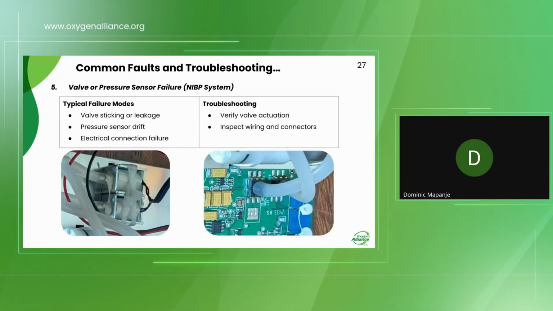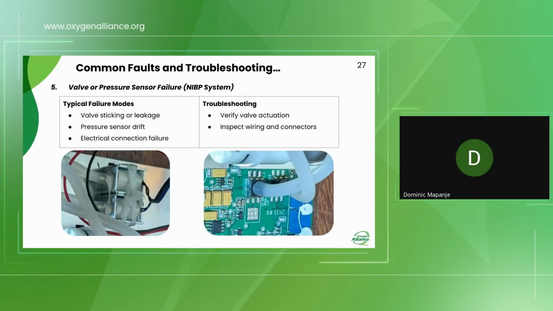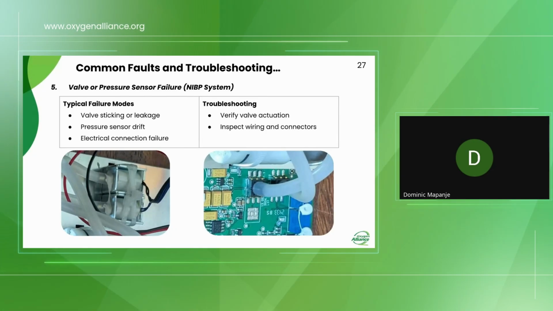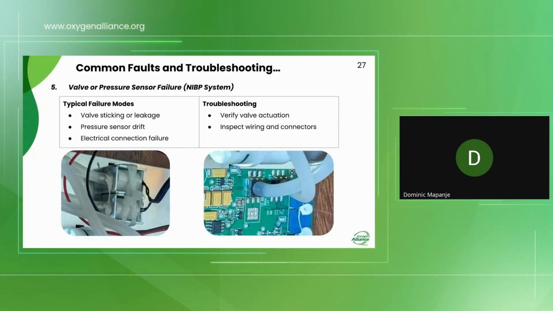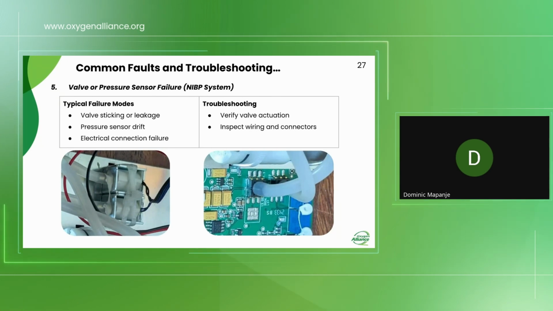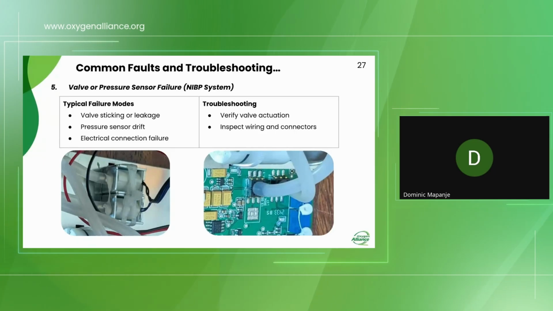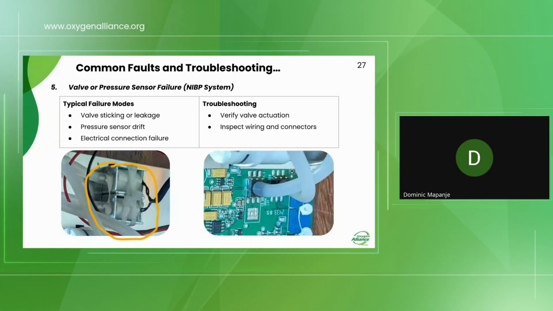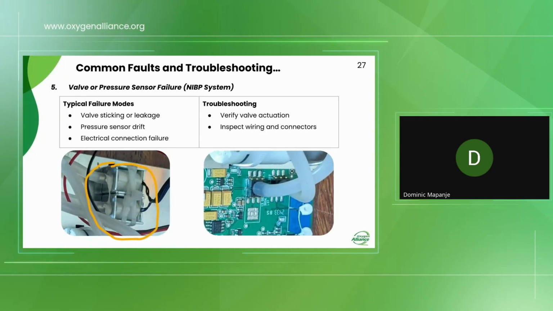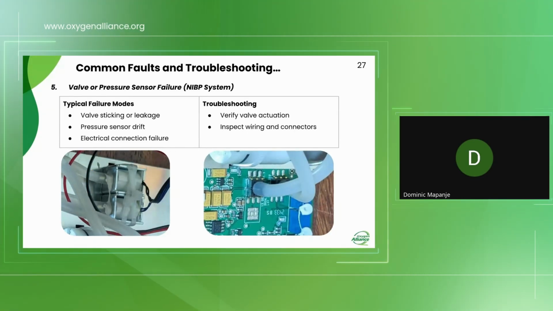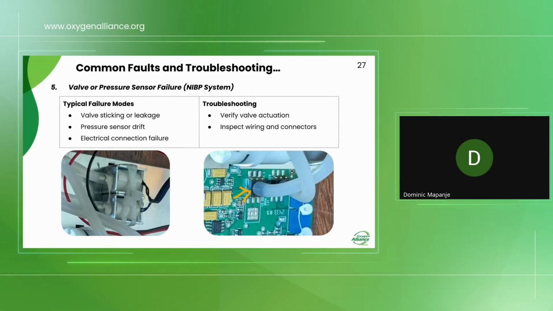Now we also have the valve failure and also pressure sensor failure. For the valves, you can see that they are stuck or there's some kind of leakage, especially on the connectors. If you see the picture down here, we have these small valves, two of them. With the sensors on your right side, there's the actual pressure sensors. So you can see that there's a pressure sensor drift.